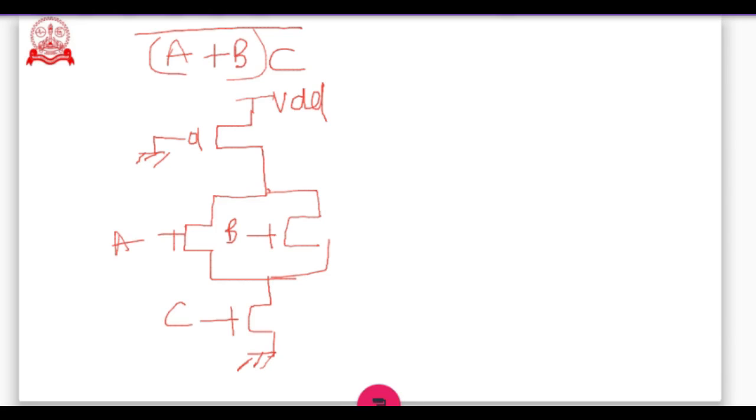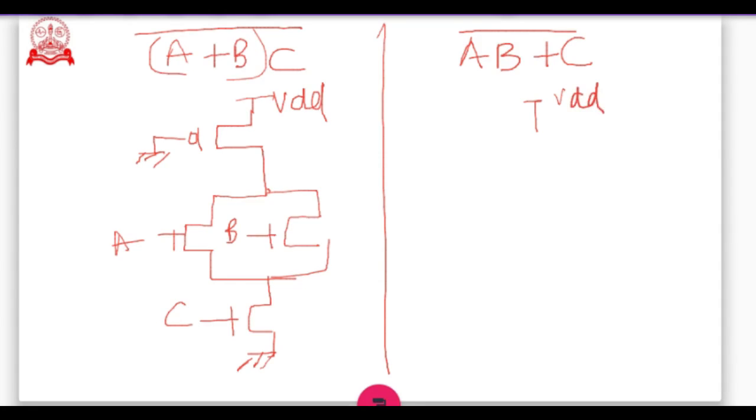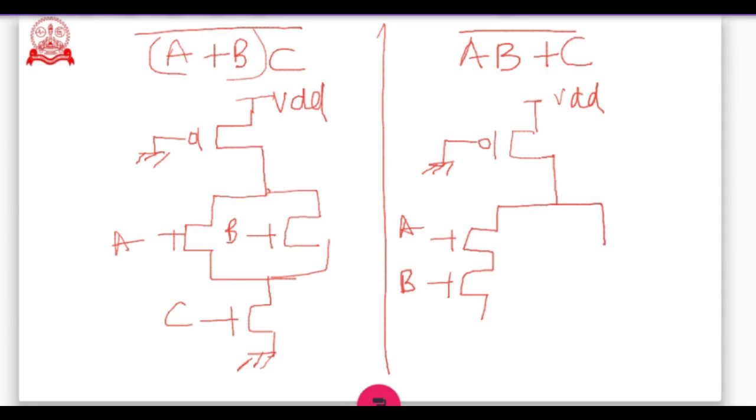Now let's try another example. It can be AB plus C whole bar. So VDD here, we have a PMOS that is grounded. We need AB, so that must be in series. So AB and C in parallel. So we have AB plus C whole bar. So this is the rough idea about pseudo NMOS.